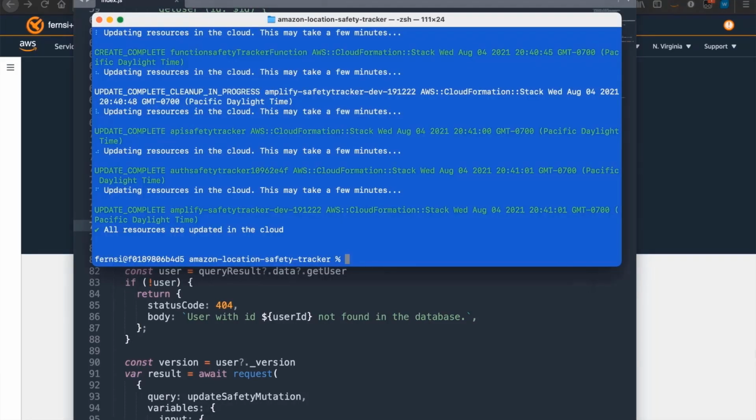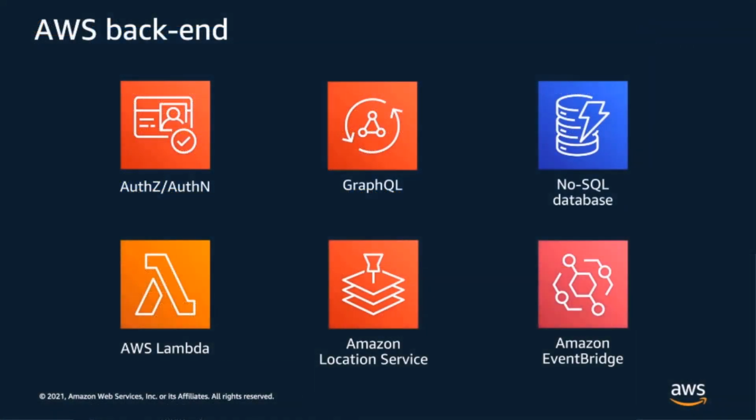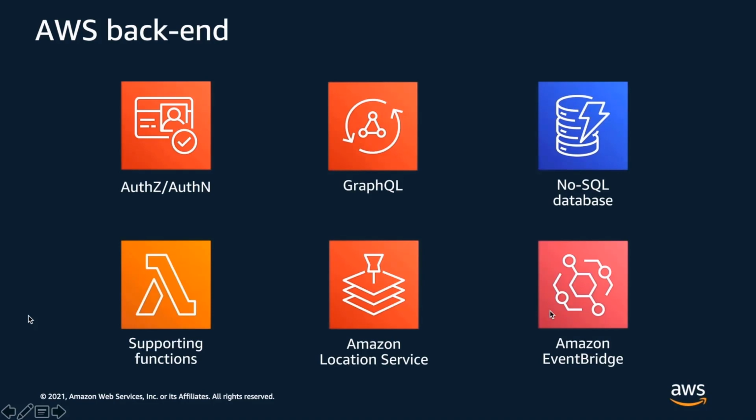Once we're done deploying our function, let's take a look at the other services we're going to need to use. So we already know that we're using Amazon Cognito for the authentication and authorization process. We are using AWS AppSync for our API layer and subscriptions. We're using DynamoDB as a NoSQL database. We have AWS Lambda as a supporting function, and we're using Amazon Location Service for our location-based data and activities like tracking users and also generating the geofencing events.